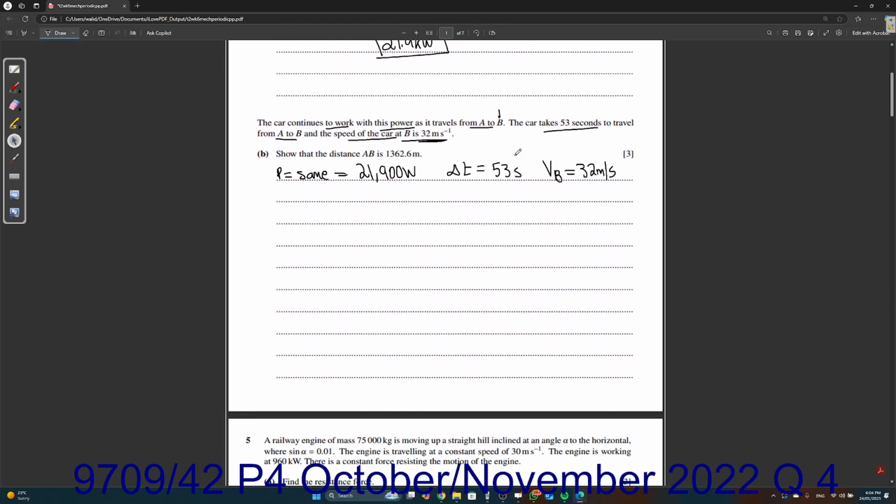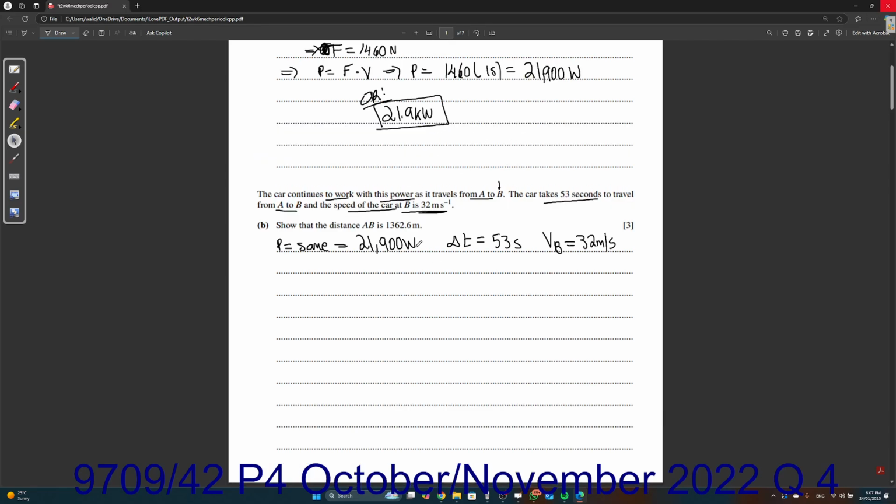Now, what somebody would usually do is use the SUVAT equations. They'd find the acceleration and find the distance by using V squared minus U squared equals 2aX, or they can use U plus V over 2 times T. That's completely fine. But the thing here is, you don't know if the acceleration is constant.